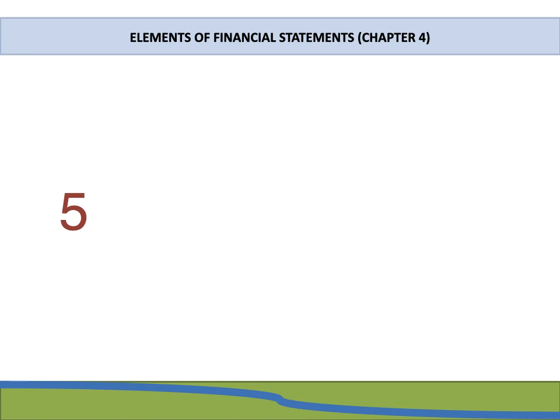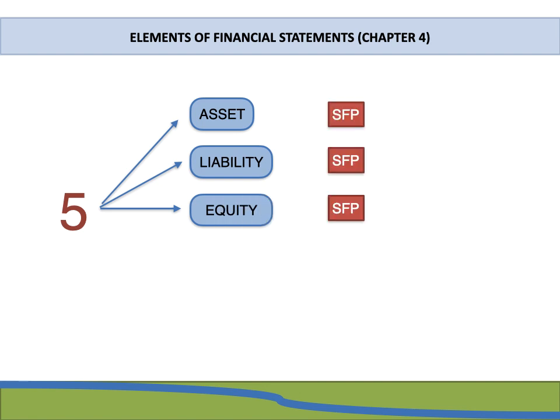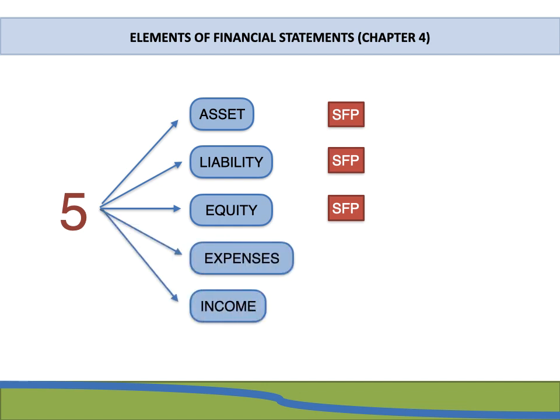So if we have a look now at chapter 4 that deals with the elements of our financial statements, we know that we have 5 elements. And these 5 elements will be assets, liabilities, equity, and these 3 items will all be disclosed on the statement of financial position. Then we have expenses as well as income. And these items will be disclosed in our statement of profit or loss.